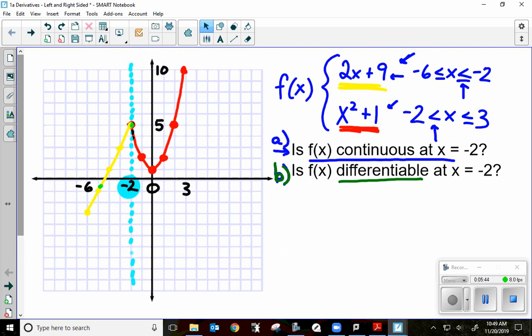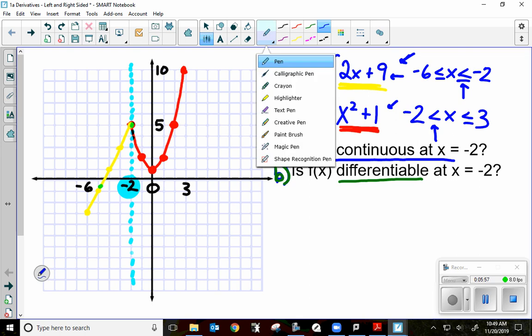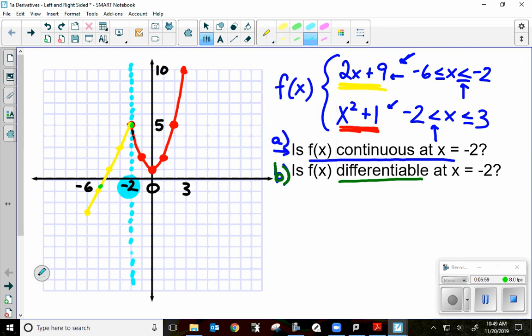Now they're asking you, is f of x differentiable at x equals -2? Which means, is there a derivative at -2? Can I take the derivative at -2? Let us not forget, children, this is our -2. This line right here is -2, right? So where does our function touch -2? Right here, this mountaintop, okay? Right here at this mountaintop, all right?